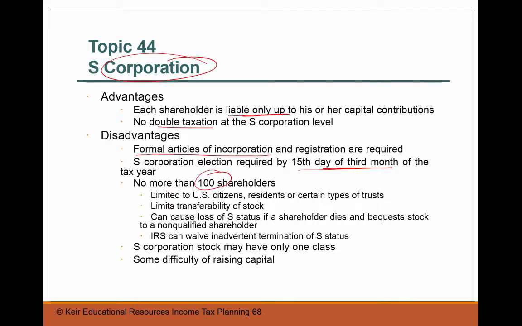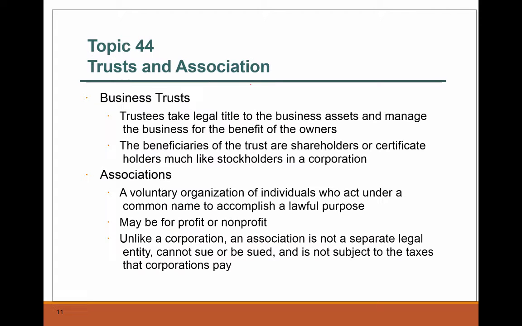You can't have more than 100 shareholders, and those are limited to U.S. citizens. There are limits to the transferability of stock. It can cause a loss of the S status if a shareholder dies and bequeaths that stock to an unqualified shareholder. Normally this is done with small ownership groups. I've worked in companies where this has been maybe 5 or 7 people. And the S corporation stock may only have one class, usually common, and you may have some difficulty in raising capital as with the other forms of business. So remember, it's 100 shareholders.